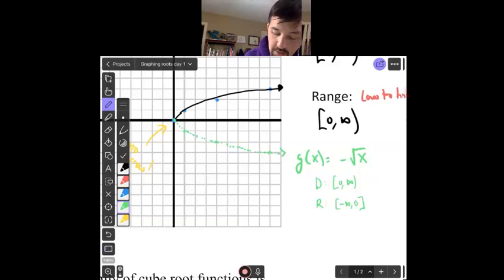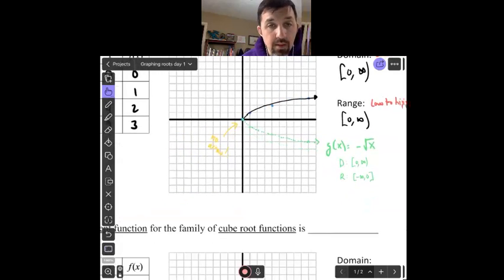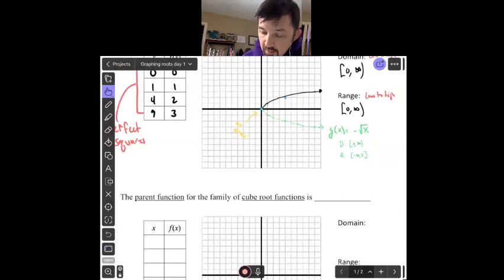So that is not the parent function, but I just wanted you guys to see what happens when we reflect it. Not something that we have planned out to talk about later.